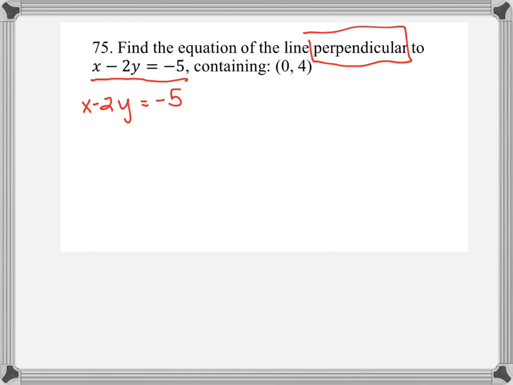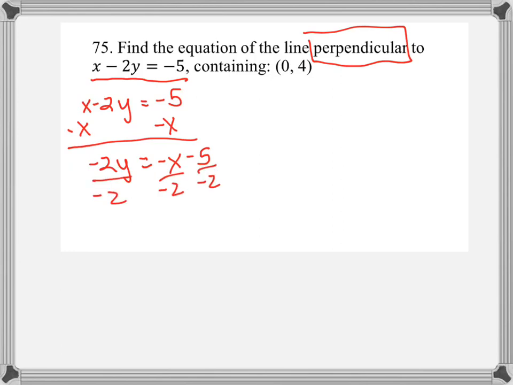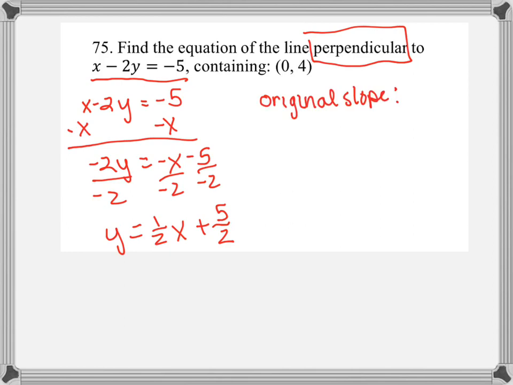identify its slope. So if I subtract x from both sides, we get negative 2y equals negative x minus 5. Divide both sides by negative 2. Y equals positive 1/2 x plus 5/2. So our original slope is 1/2. If we were looking for a parallel line, we would use that same slope. We would know that m would be equal to 1/2.